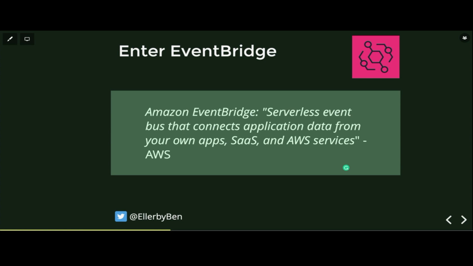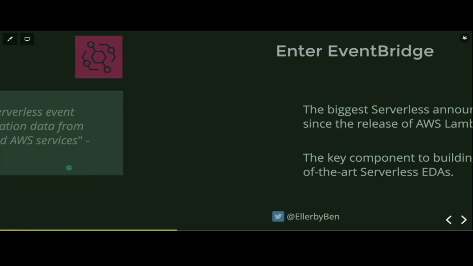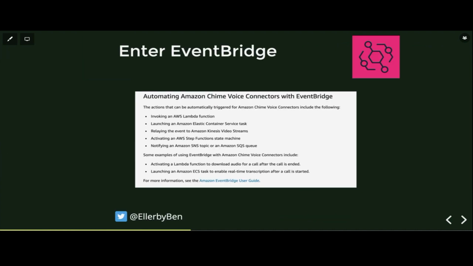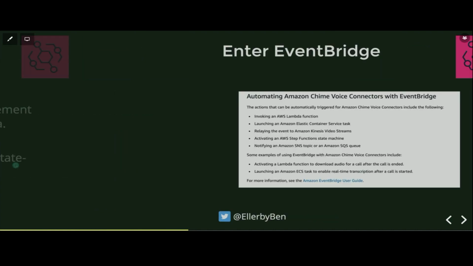Amazon EventBridge is a serverless event bus that connects your application data from your own applications to software as a service and also AWS services. It allows you to connect the different services that make up your architecture, as well as connecting in different AWS events and also events from third parties. It's been viewed as the biggest serverless announcement since AWS Lambda was released, and is the key component to building state-of-the-art serverless event-driven architectures.